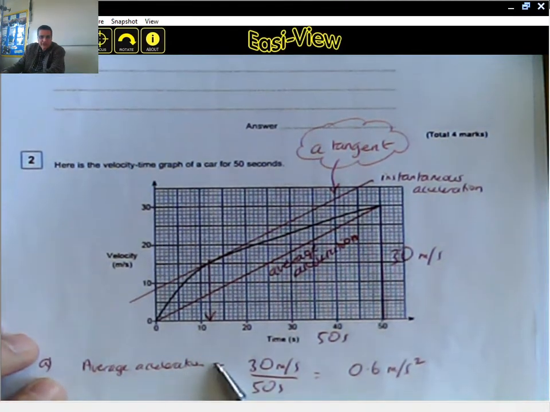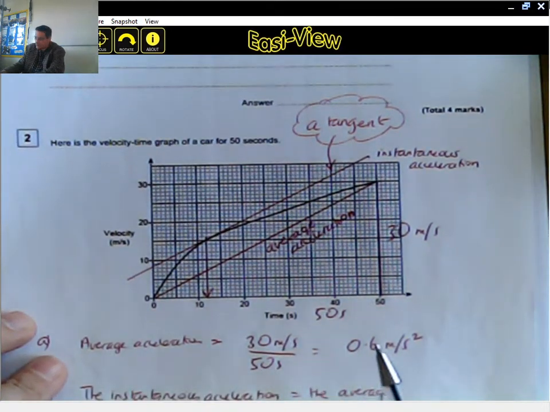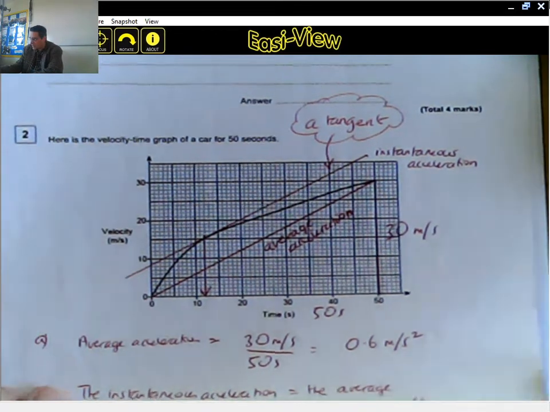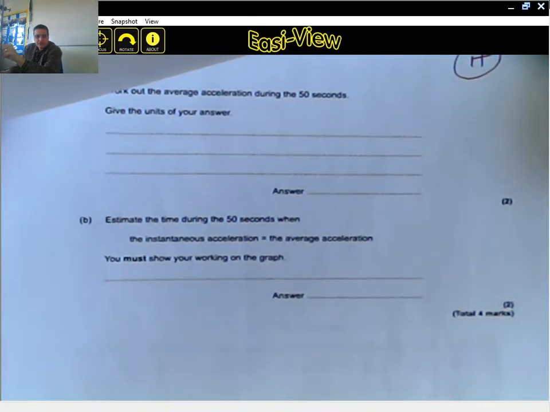So the average acceleration is the change in velocity over time, which is 30 over 50, 0.6 meters per second squared. And there's a couple of marks right there. Next one. Estimate the time during the 50 seconds when the instantaneous acceleration equals the average acceleration.